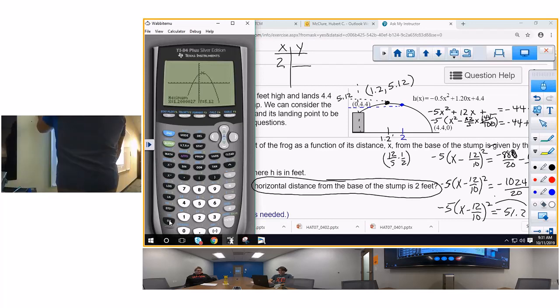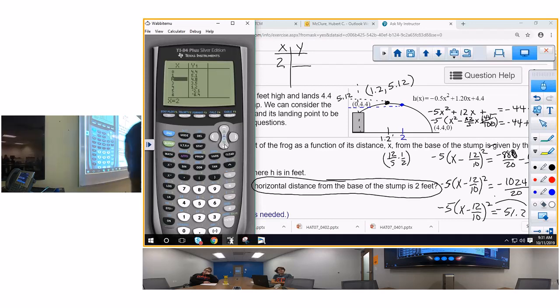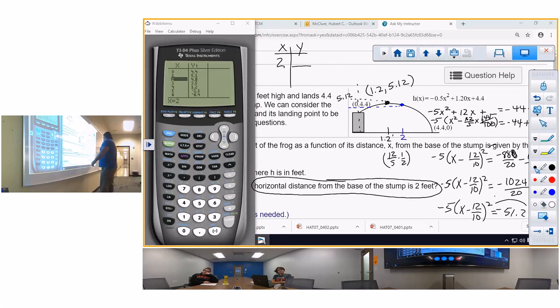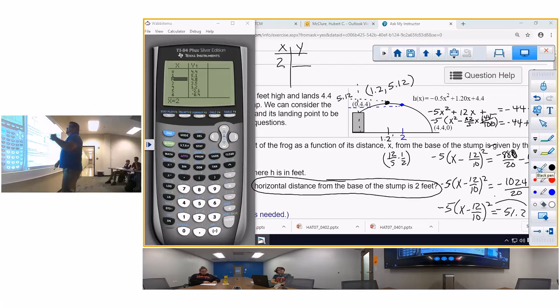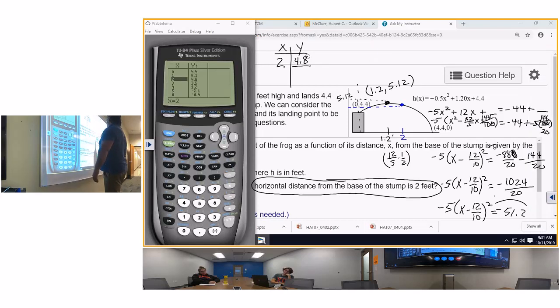All right, here we go. I'm going to go to the table. Is it the window or the table? It's table, isn't it? Yeah. Second table. And look there, it's a miracle. What is Y? 4.8. So the pre-algebra in you: if you are given x, that means you're trying to find y.